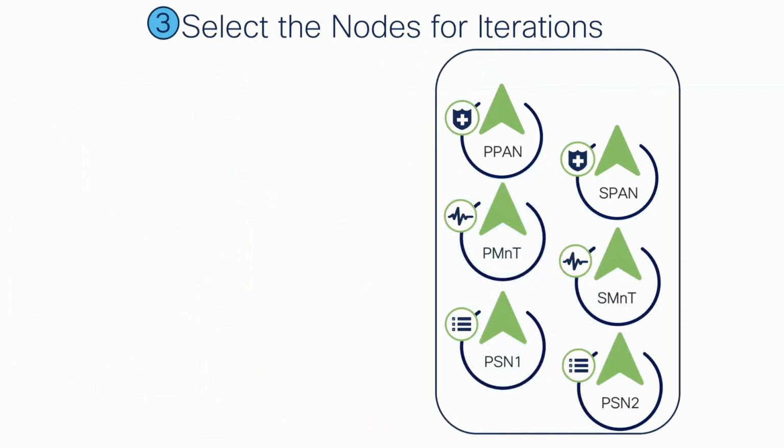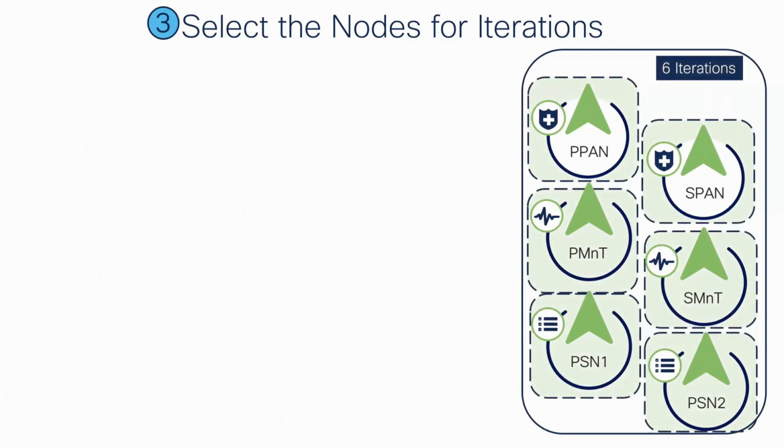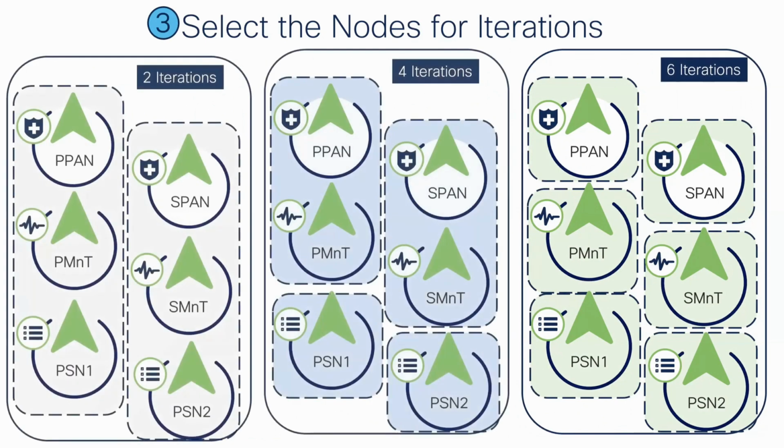You can even upgrade them in 6 iterations, individual nodes, which is going to make no difference to the earlier split upgrade, but it is possible. If you have more nodes, more iterations are also possible. So you can select the nodes in batches in order to upgrade. One thing to keep in mind: SPAN has to be upgraded first in place.